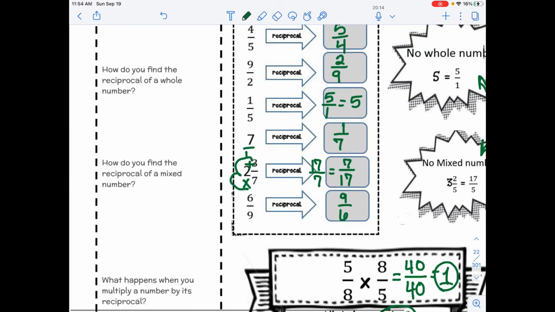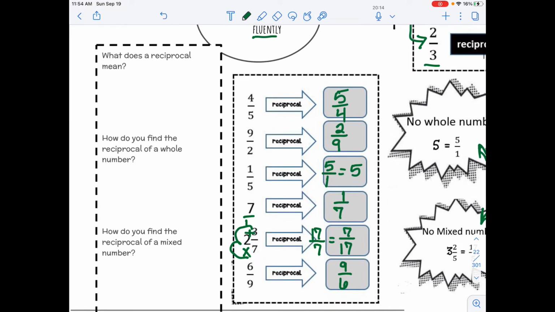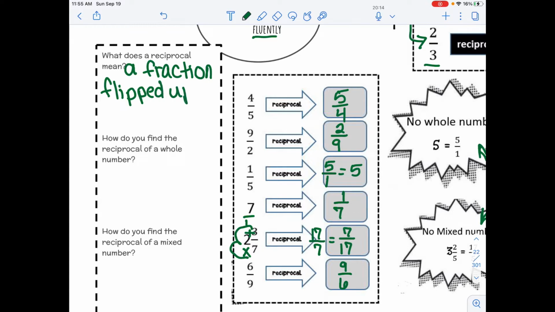All right, let's answer our questions. So right here, it says, what does a reciprocal mean? Well, basically, it's a fraction flipped upside down. And we will go more into depth with that in class. So a reciprocal is a fraction flipped upside down.